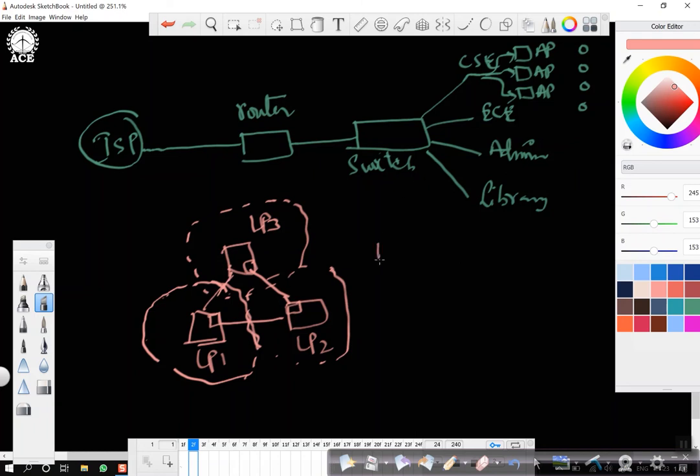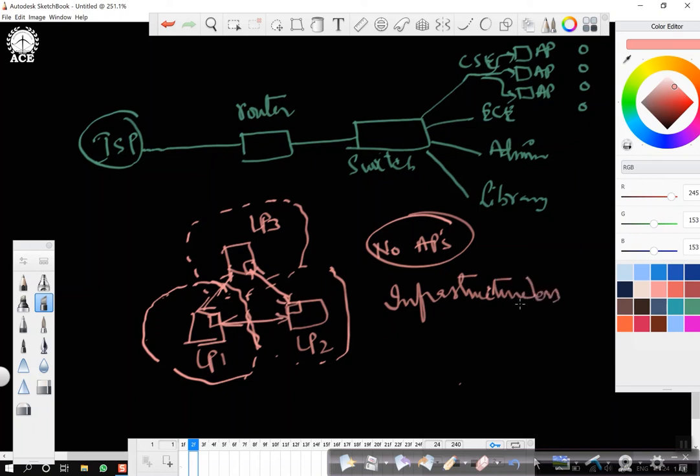So here we have no access points, no infrastructure, no base stations. The receivers and the transmitters of these laptops or digital assistants or digital devices are strong enough to establish a wireless communication link between them. Such networks are called infrastructure-less wireless networks. A common example of this is ad hoc networks, mobile ad hoc networks.